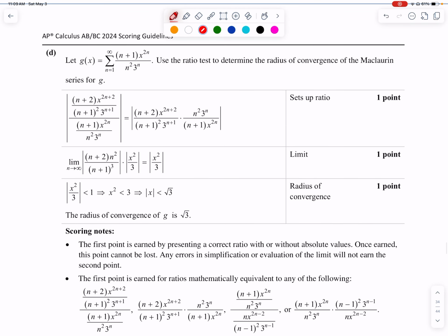All right, finally D. Let's take a look. This video is getting long enough as it is. It is 3 points, and let's see how they set it up. So it sets up the ratio. Just setting up the ratio correctly is worth a point, and then actually taking the limit of that is worth the next point, and having a radius of convergence of the square root of 3 is the final point.